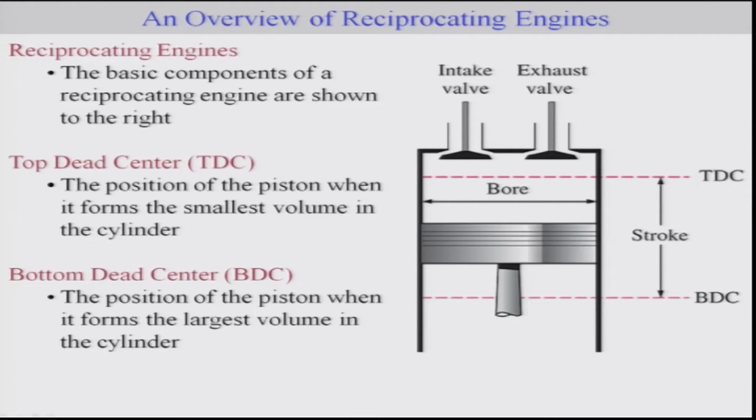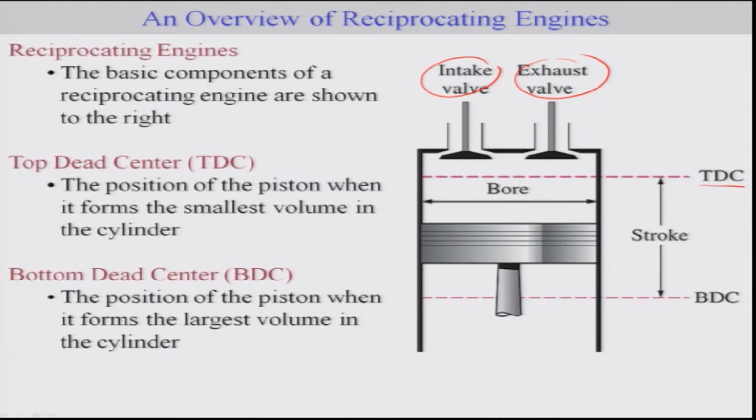So the inlet valve is this, where of course the fuel will be injected, and the exhaust valve is where the combustion gas will be removed. This is your top dead center, the position where the piston forms the smallest volume in the cylinder, and the bottom dead center is the position of the piston where it forms the largest volume in the cylinder.